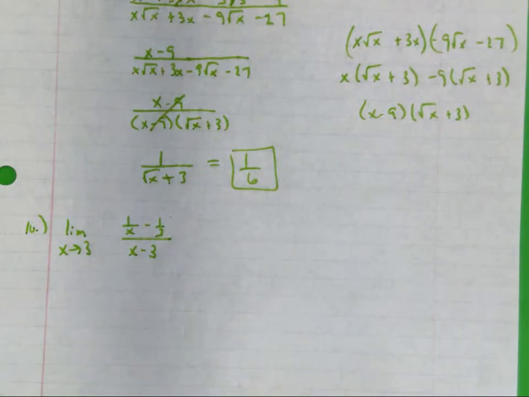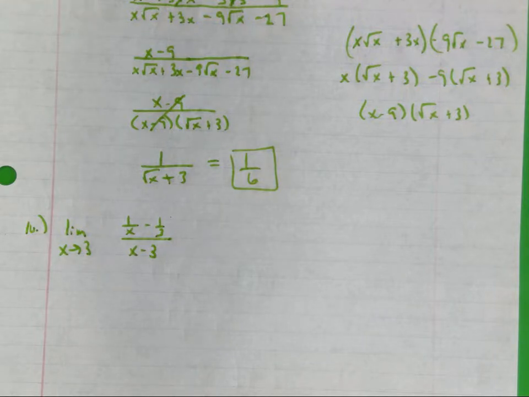All right, number 10. If I take 3 in direct substitution, that's always what I try. 3 minus 3 gives me what? 0. So that's a no-no. Does this situation call for factoring? Is there any radicals in it? No. So I'm going to try to find a common denominator here in this numerator.